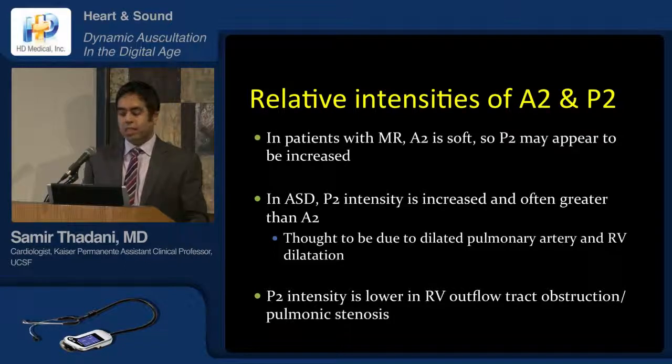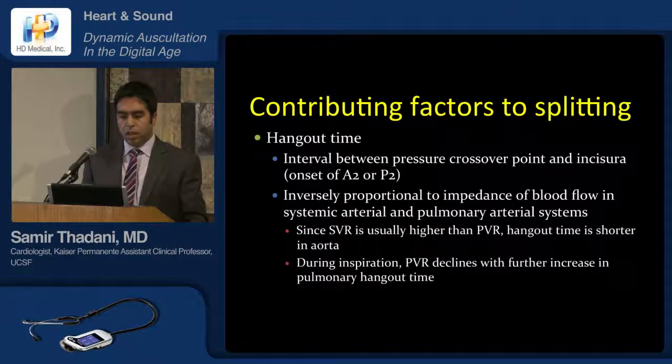And P2 intensity is lower in the RV outflow tract if you have obstruction or pulmonic stenosis. And so there are various factors that contribute to splitting.